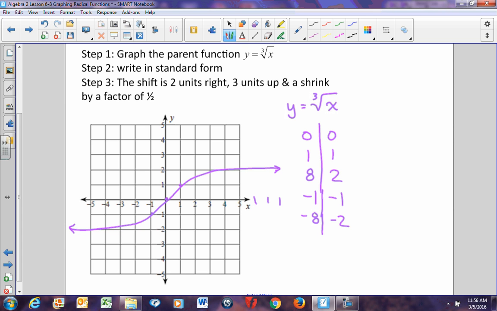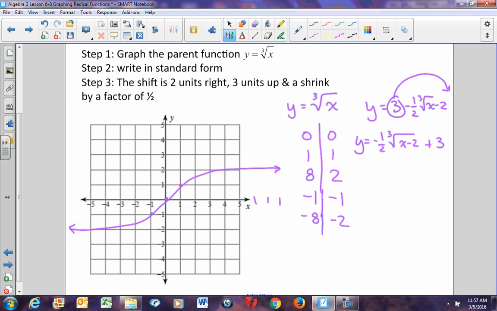Now, I have to shrink it. Well, first of all, we should write it in standard form, because originally it was written y equals 3 minus 1 half cube root of x minus 2. So now y is going to equal negative 1 half cube root of x minus 2 plus 3. I'm just going to move this to the back where it belongs. So it's now shrinking by negative a half. So it's going to reflect and shrink, possibly. It's going to go right 2 and up 3.